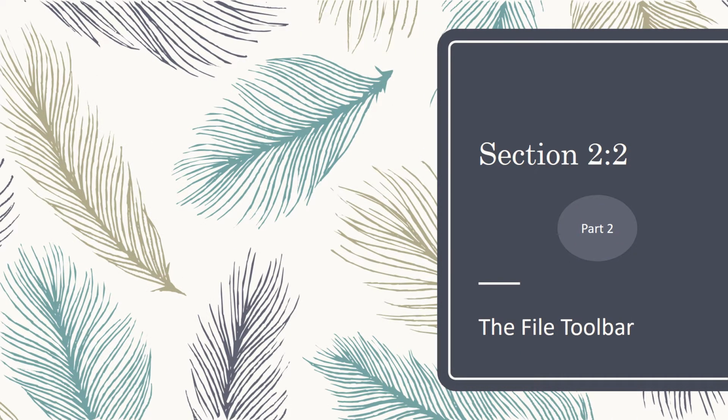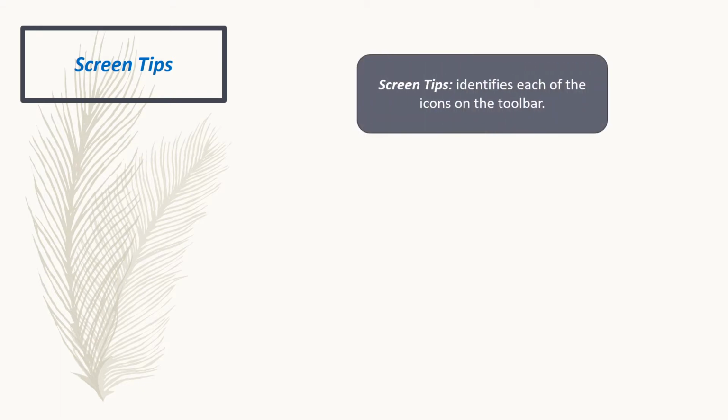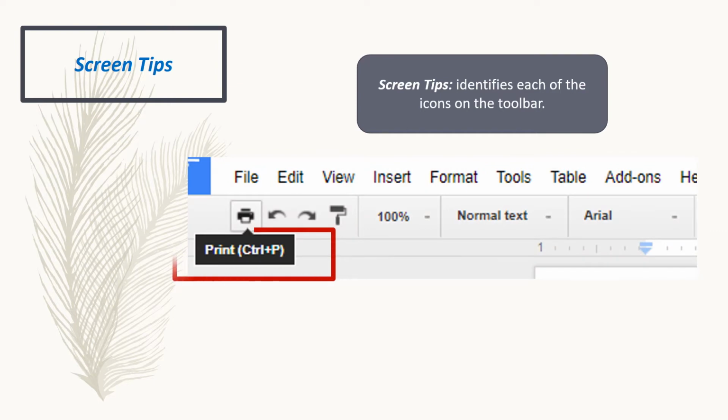Section 2-2, the File Toolbar. Screen tips. Screen tips are a great way to find out what specific icons do. They identify each of the icons on the toolbar. For example, if I was to put my cursor on that little icon above the print, Control+P, I would see a screen tip that tells me exactly what that particular icon does. As I put my cursor on each of the icons, I just hold it until I get my screen tip.